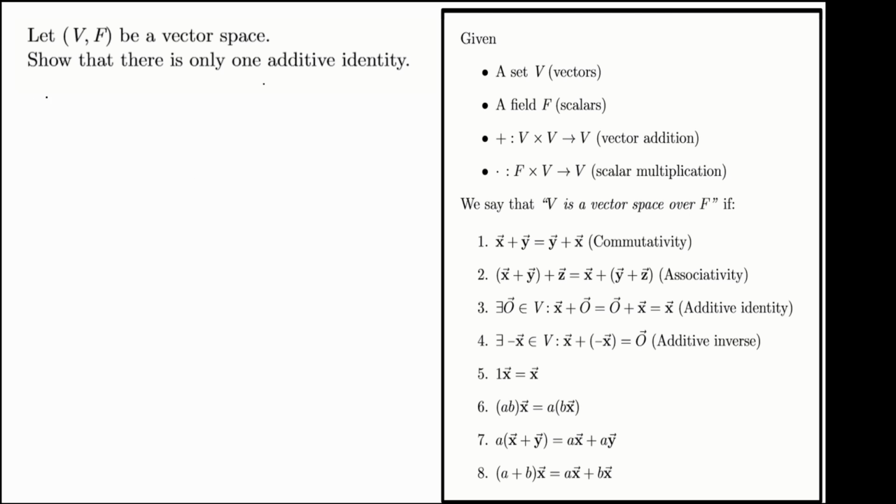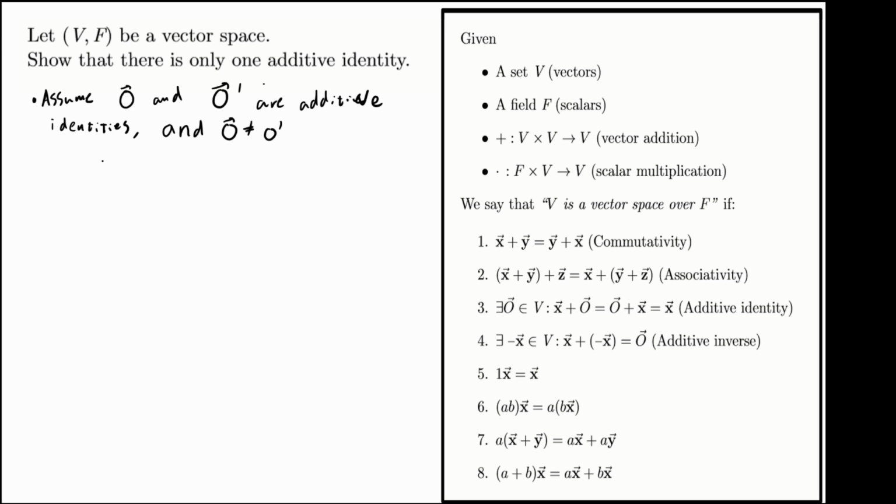So to prove this, we're going to assume that there are two additive identities. So assume that O and O prime are additive identities. And part of this assumption is that they're different. If we can derive a contradiction, then we know that there can't be more than one additive identity, which means that the additive identity is unique. And we know that there's one because we're guaranteed that there's at least one additive identity by property 3 of the vector space definitions.